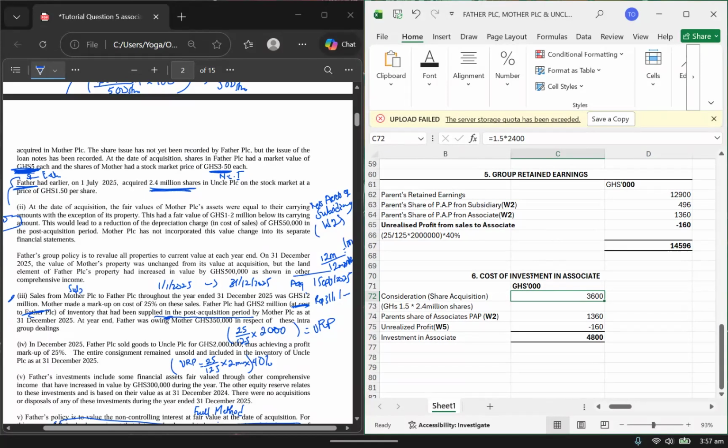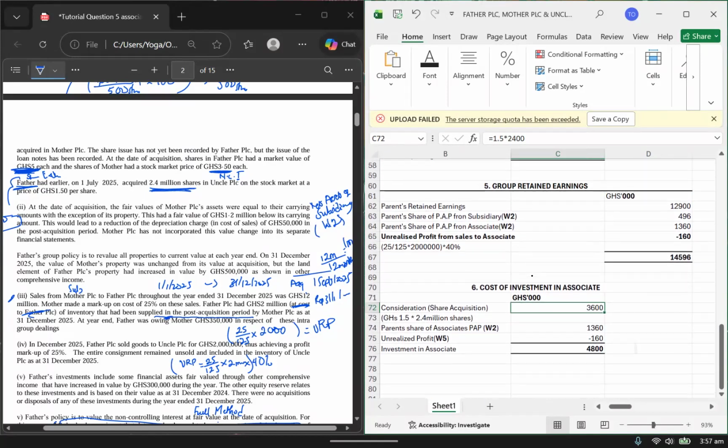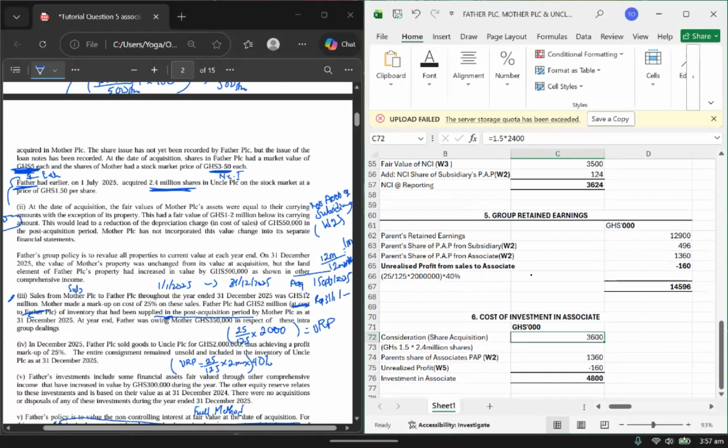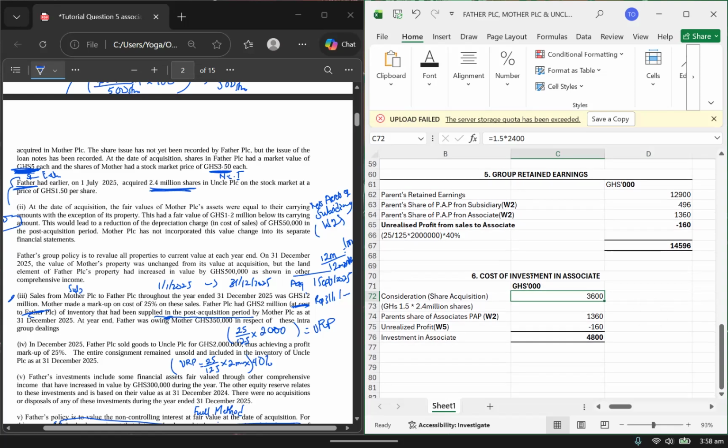Let me not put it that way. I say the associate's, the parent portion of the unrealized profits. As I said earlier, the associate's treatment is different from the subsidiary's, so you're not going to treat the whole of the unrealized profits. The parent sold to the associate, and a portion of the profit is in their books, so to avoid entering it twice, you have to subtract the unrealized profit from the associate's post-acquisition profit.